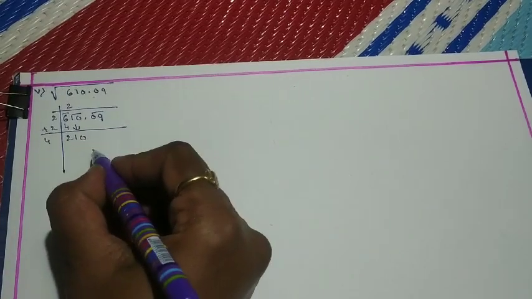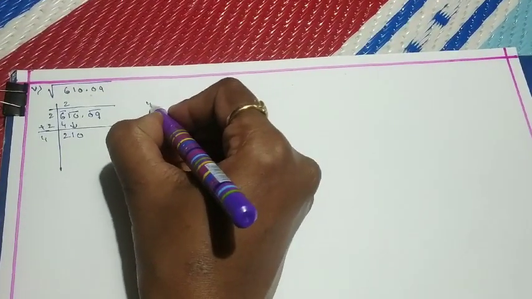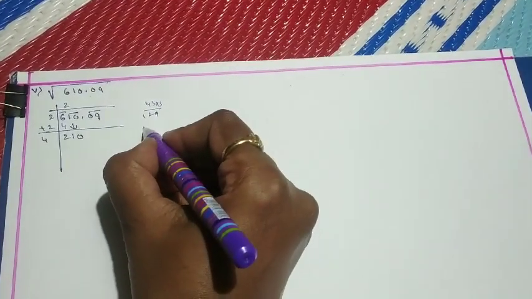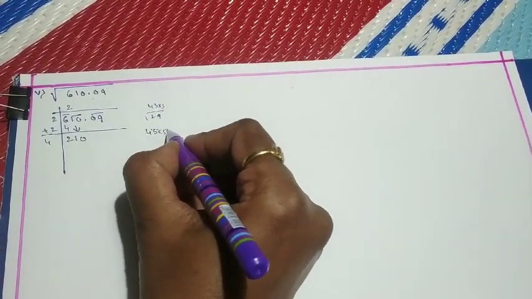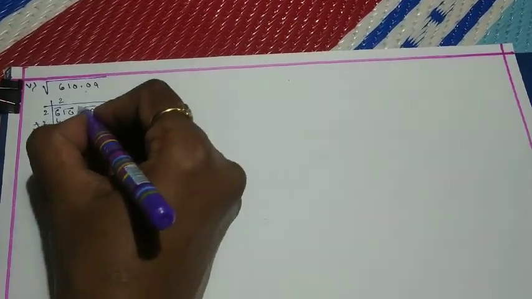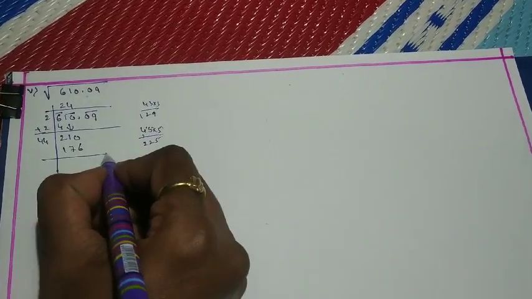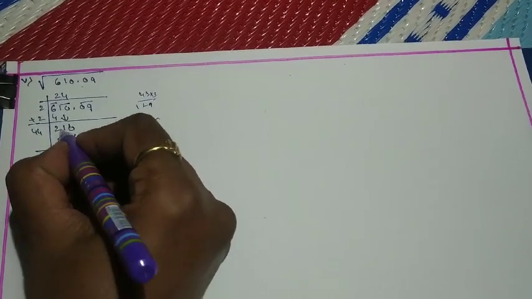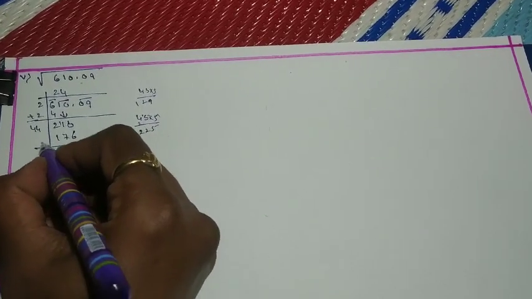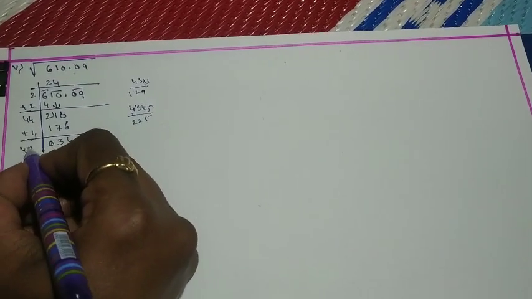So 42 2s are 84, 43 3s are 3 3s 9, that is 129, which becomes smaller than 210. So I'll go with 45 5s: 5 5s are 25, 5 4s are 20, 22 becomes greater. So I'll go with 44 4s are 16, that is 176. So subtraction 10 minus 6 is 4. Here it becomes 10. 10 minus 7 is 3. Then here 0. Next add up the same number in the divisor. So 44 plus 4 is 48.